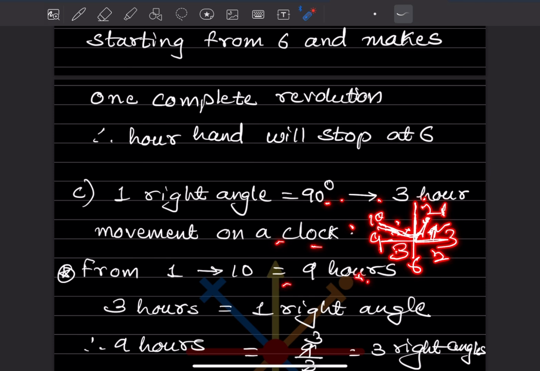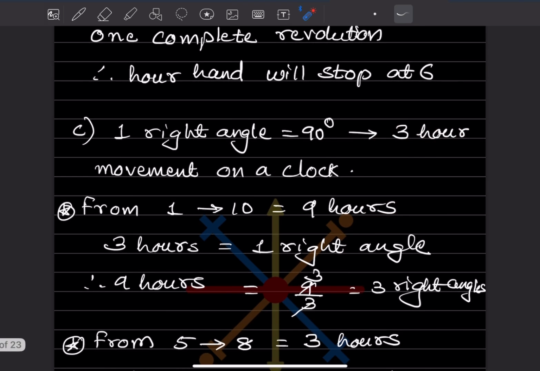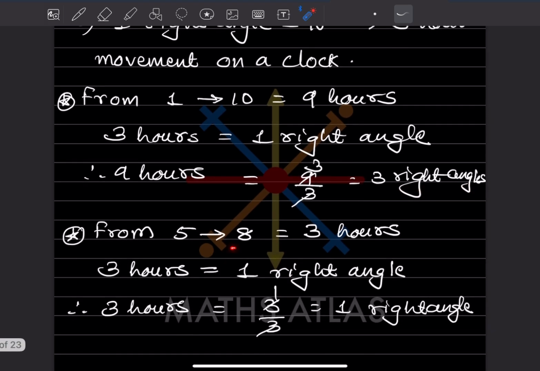So from 1 to 10 means it is going to be 9 hours. So 3 hours means 1 right angle, because here we got 1 right angle is 90, that is a 3 hour movement on a clock. Therefore, 9 hours will be how many? 9 divided by 3, that is going to be 3 right angles. From 5 to 8 means it is going to be 3 hours. So 3 hours means 1 right angle. Therefore 3 by 3 is going to be 1 right angle. Hope this is clear to you.